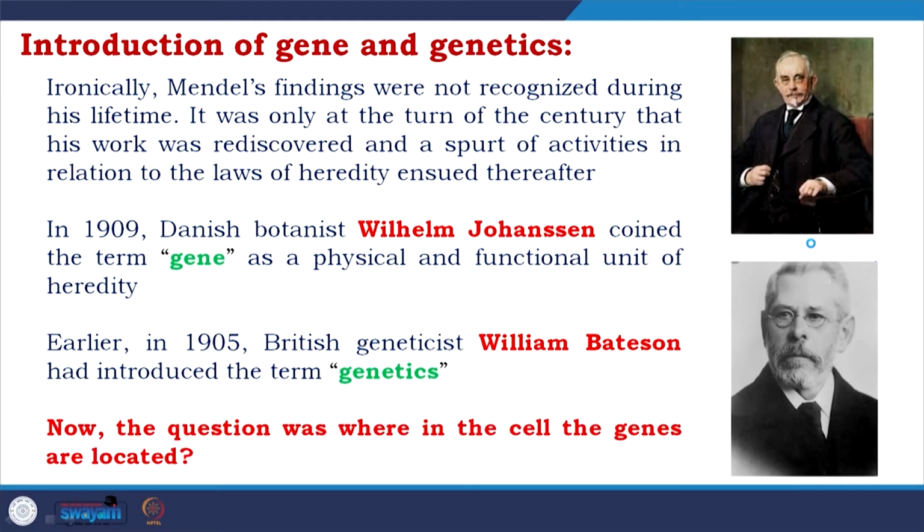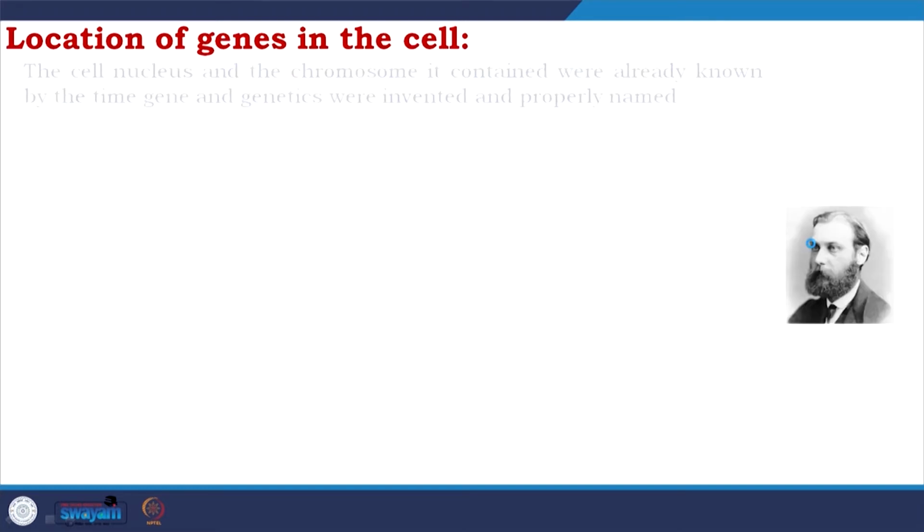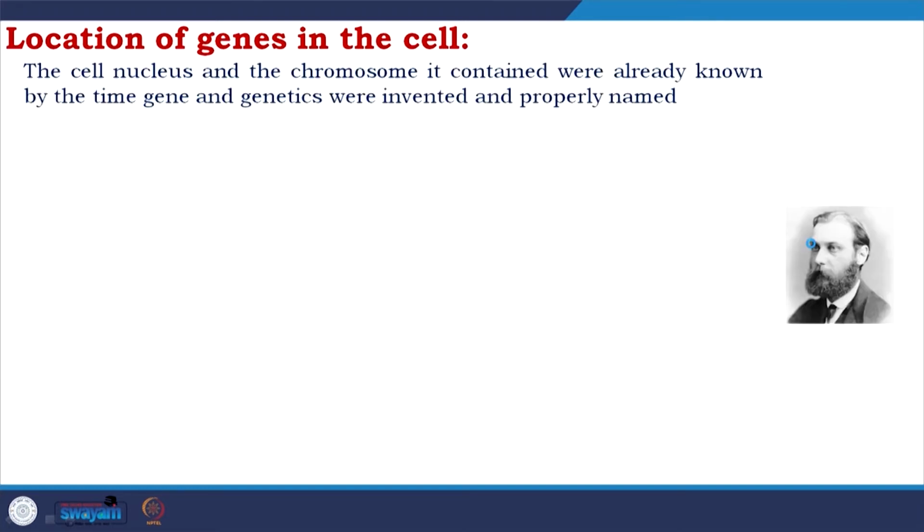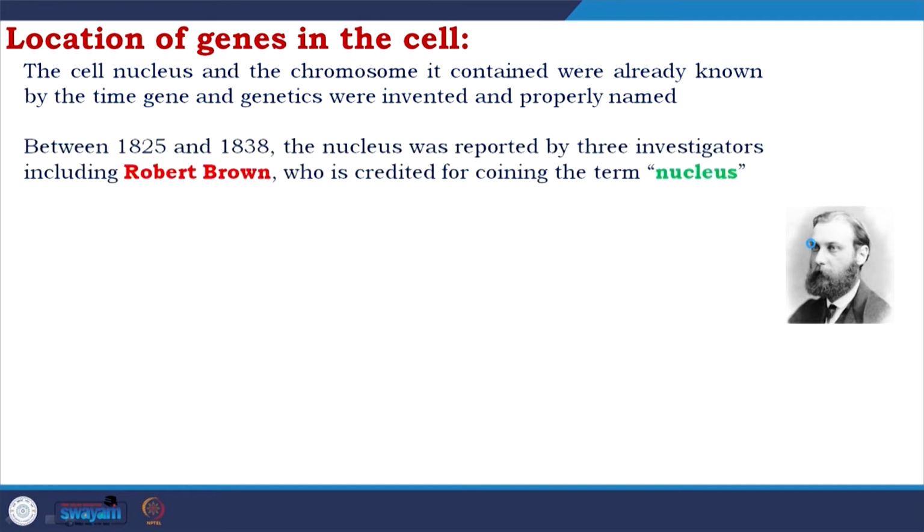So, now that we know about genes and genetics, the question is where in the cell the genes are located. And the answer was already there. The cell nucleus and the chromosomes it contains were already known by the time gene and genetics were invented and properly named. Between 1825 and 1838, the nucleus was reported by 3 investigators, including Robert Brown, who is credited for coining the term nucleus.